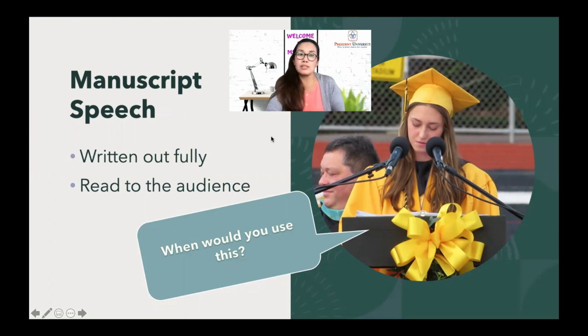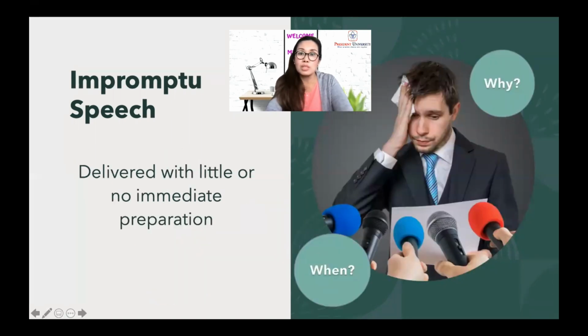Usually it is written out fully. So everything is based on what is written on a piece of paper, and then it is usually read to the audience. One example of this type of speech is the one given by a valedictorian at a graduation ceremony. As you see in this picture here. And then impromptu speech.